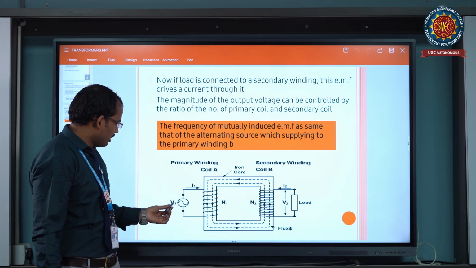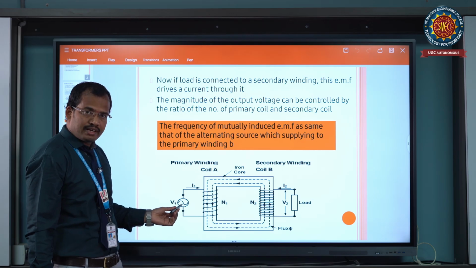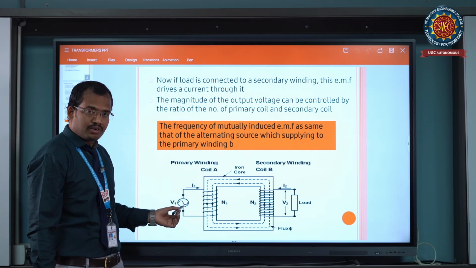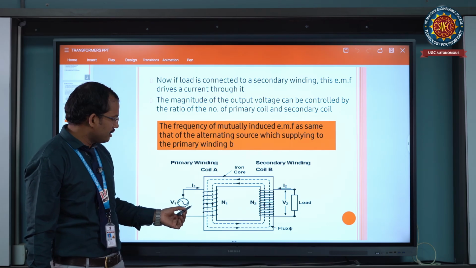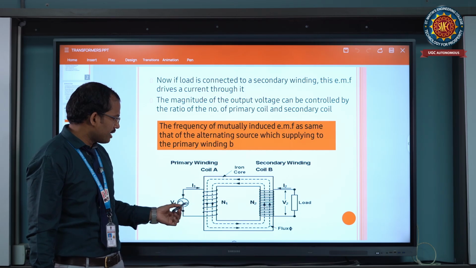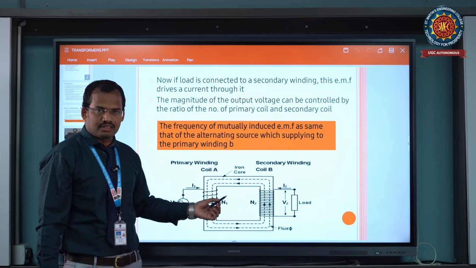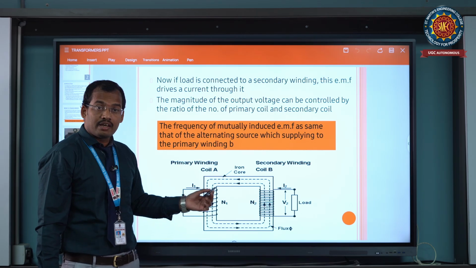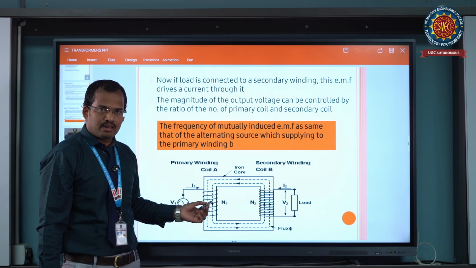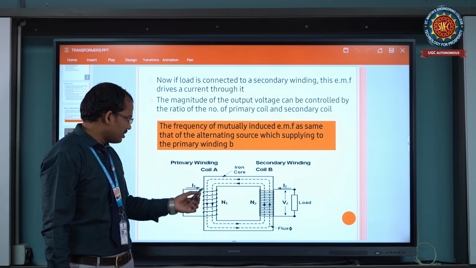On the input side we are giving the voltage. Which voltage are we giving? The AC voltage. AC means alternating current only. Only alternating current is connected to the transformer, not DC. Transformers are used only for AC purposes, not DC. Okay, so this is the basic information.